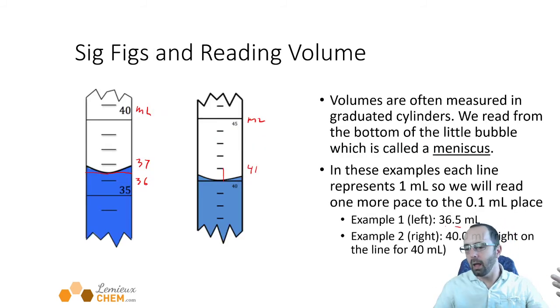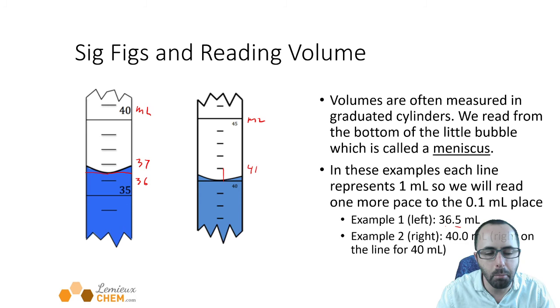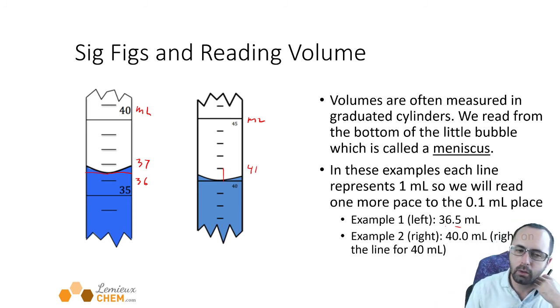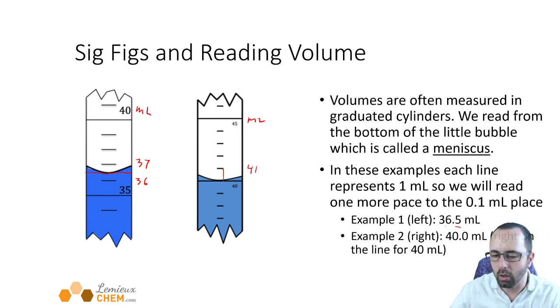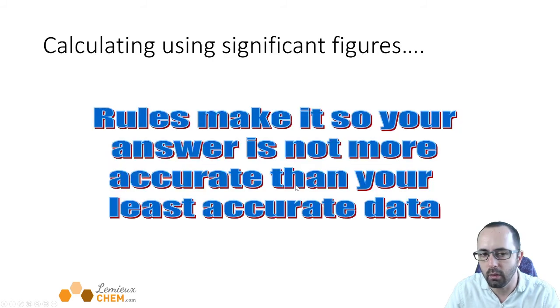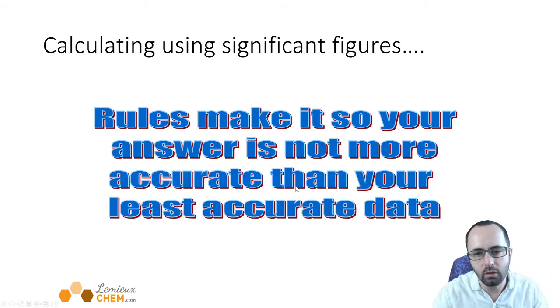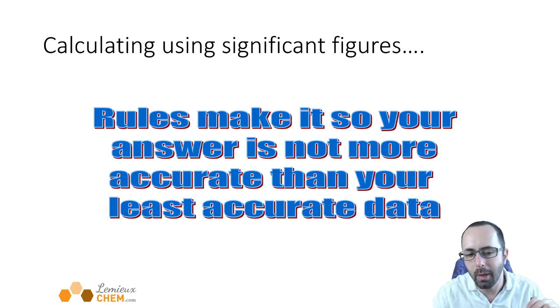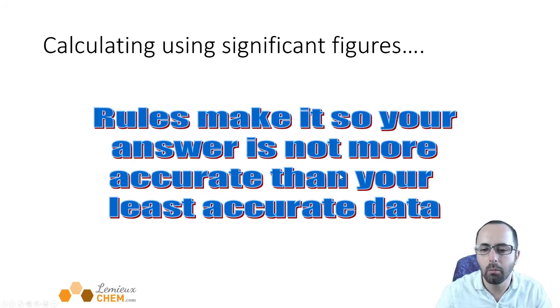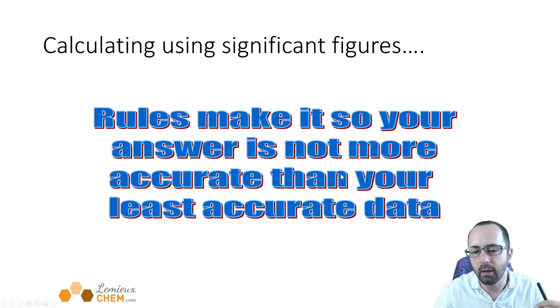Finally, after we make these measurements, we might want to do some math with them. This is going to happen a lot. If we're going to do some math with them, then we're going to want to have some rules about how many sig figs we write in our result. When we're doing calculations using significant figures, we're going to have rules that make it so that our answer cannot be more accurate than our least accurate data. We're going to have 2 different ways we do this: one for multiplying and dividing, and one for adding and subtracting.